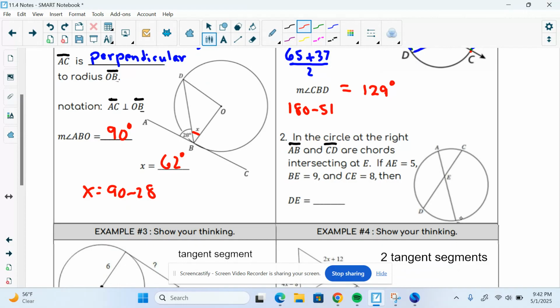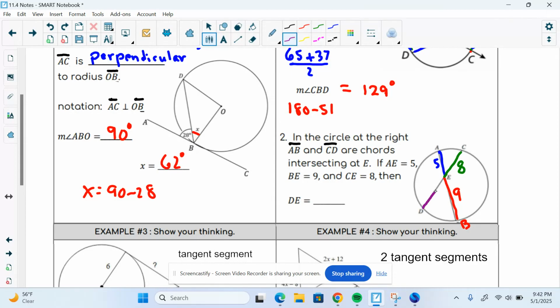Right? Second example in this section, the circle at the right, AB and CD are chords intersecting at E. Oh, yours is a little better printed than mine. My B got a little hidden. Intersecting at point E. I like to have the labels on my picture, so I'm going to put the labels on the picture. AE is 5. That's this segment right here. BE is 9. That's this segment right here. CE is 8. That's this segment right here. And I'm supposed to find DE.